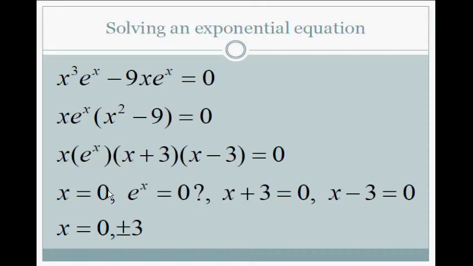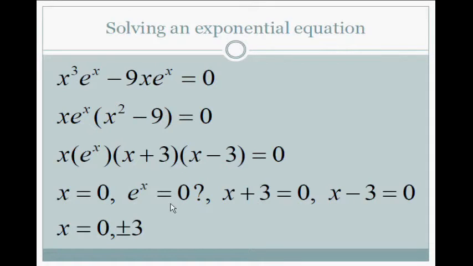Well, the first thing, x, is 0. Okay, pretty straightforward. For our second part, e to the x is 0. Wait. Our third part, x plus 3 being 0, or our fourth part, x minus 3 being 0. So three of these are pretty straightforward. We have x equaling 0, x equaling negative 3 from this equation, x equaling positive 3 from this equation.